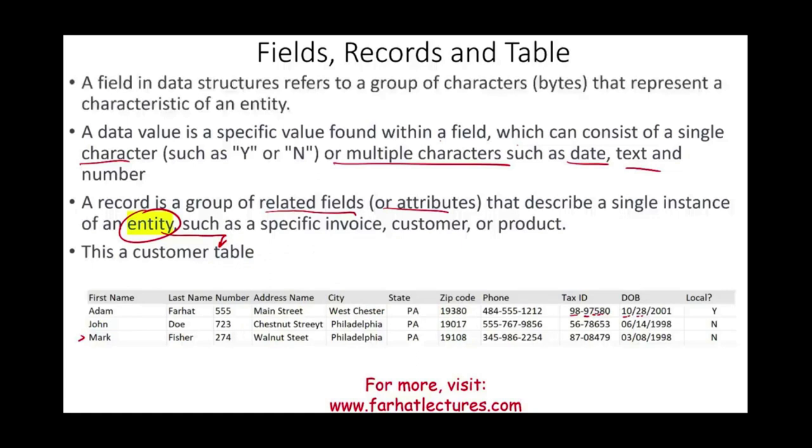Now, what is a field? That's the field. Now, a field and a data structure refer to a group of characters. Now, 555 is a group of characters. Farhat is a group of characters. Main Street is a group of characters that represent a characteristic of an entity. So a field is basically this. A bunch of fields, a bunch of related fields together.